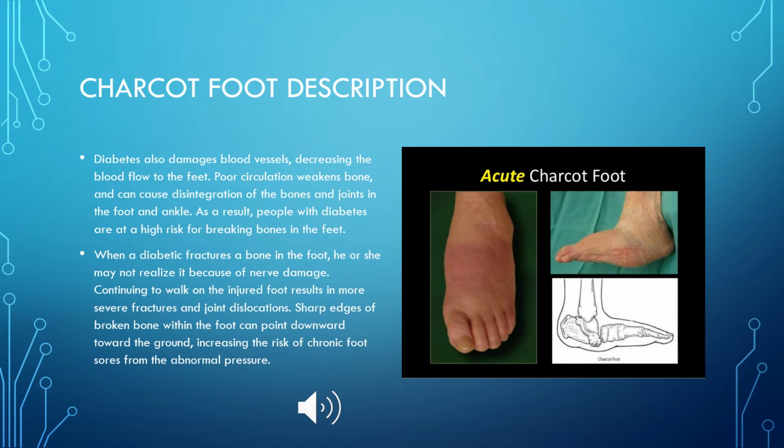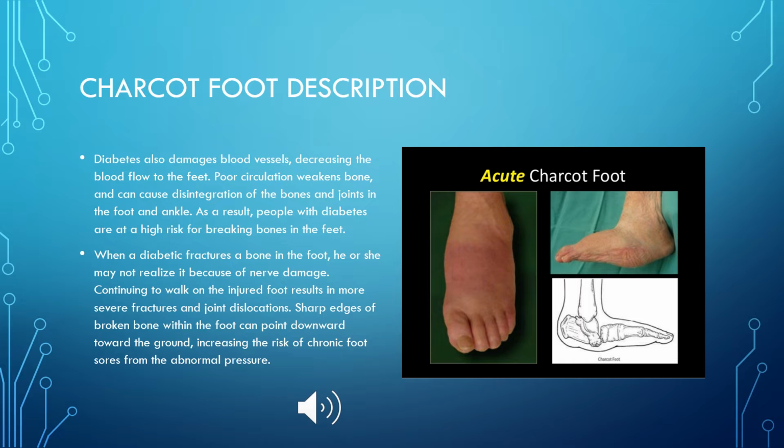To describe Charcot foot, let's take a look at the picture to your right. As you can see, this is an abnormally shaped foot, which is described in the picture as acute Charcot foot. Diabetes also can damage blood vessels, which decreases the blood flow to the feet. Poor circulation weakens the bone and can cause disintegration of the bones and the joint in the foot and ankle. As a result, people who have diabetes are at a higher risk for breaking bones in their feet.